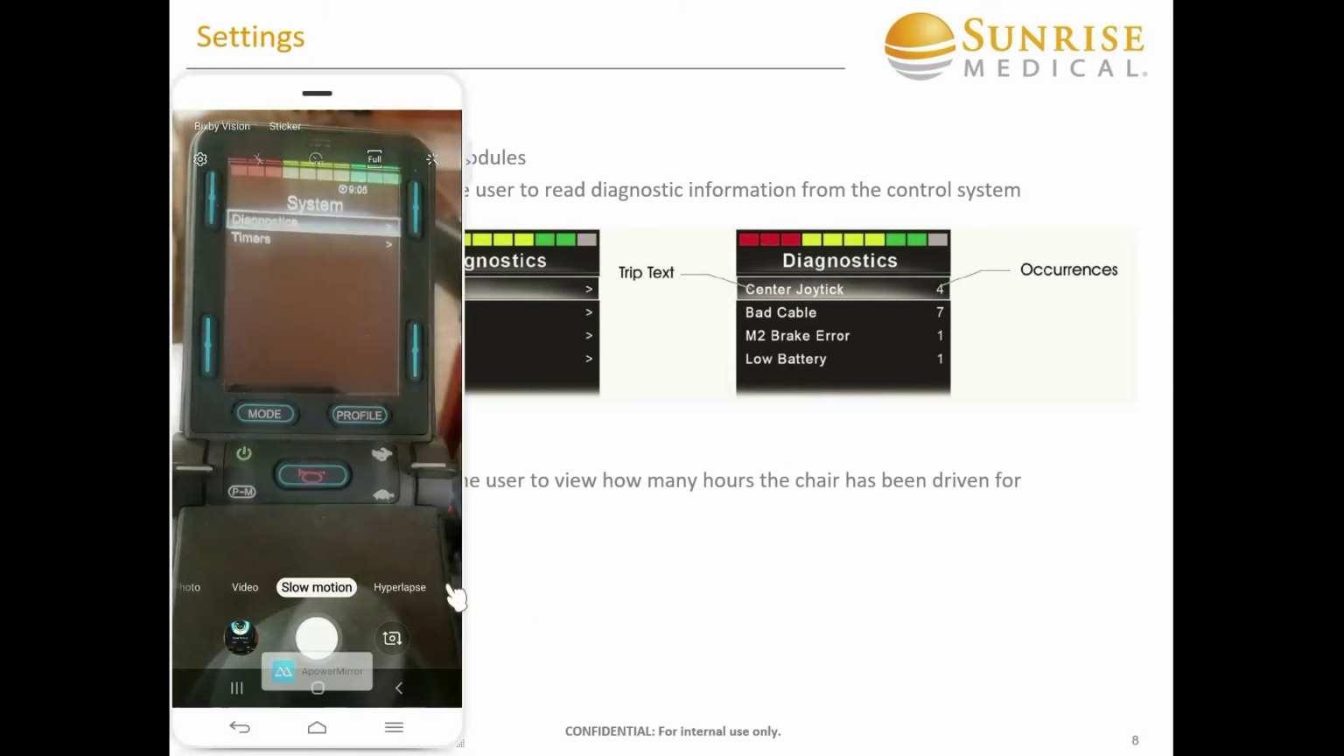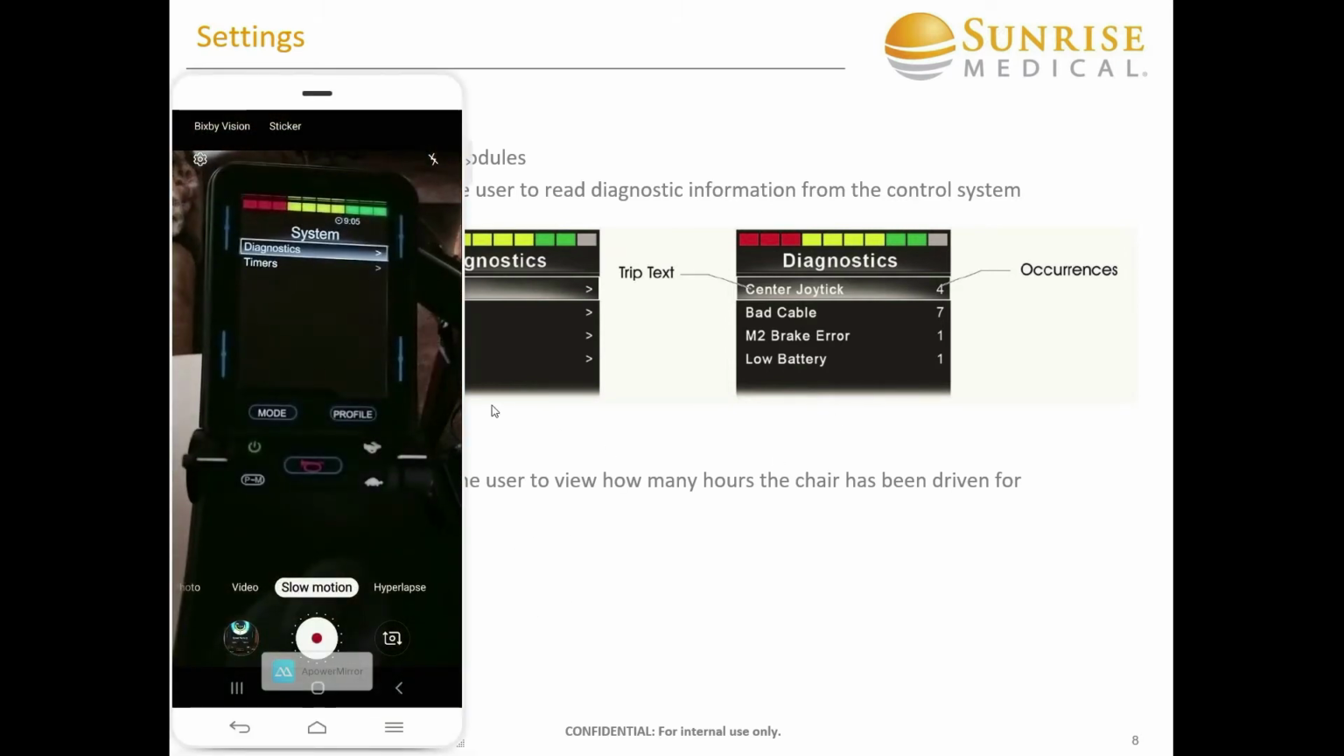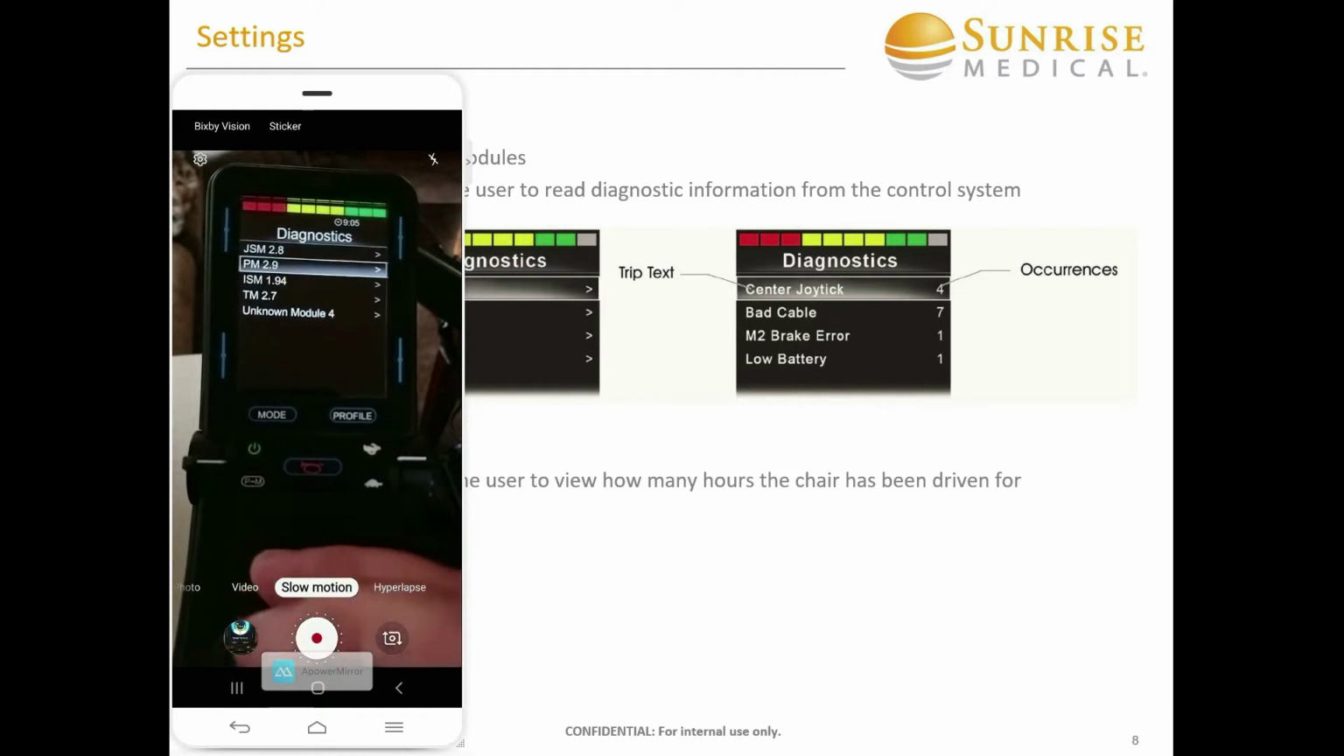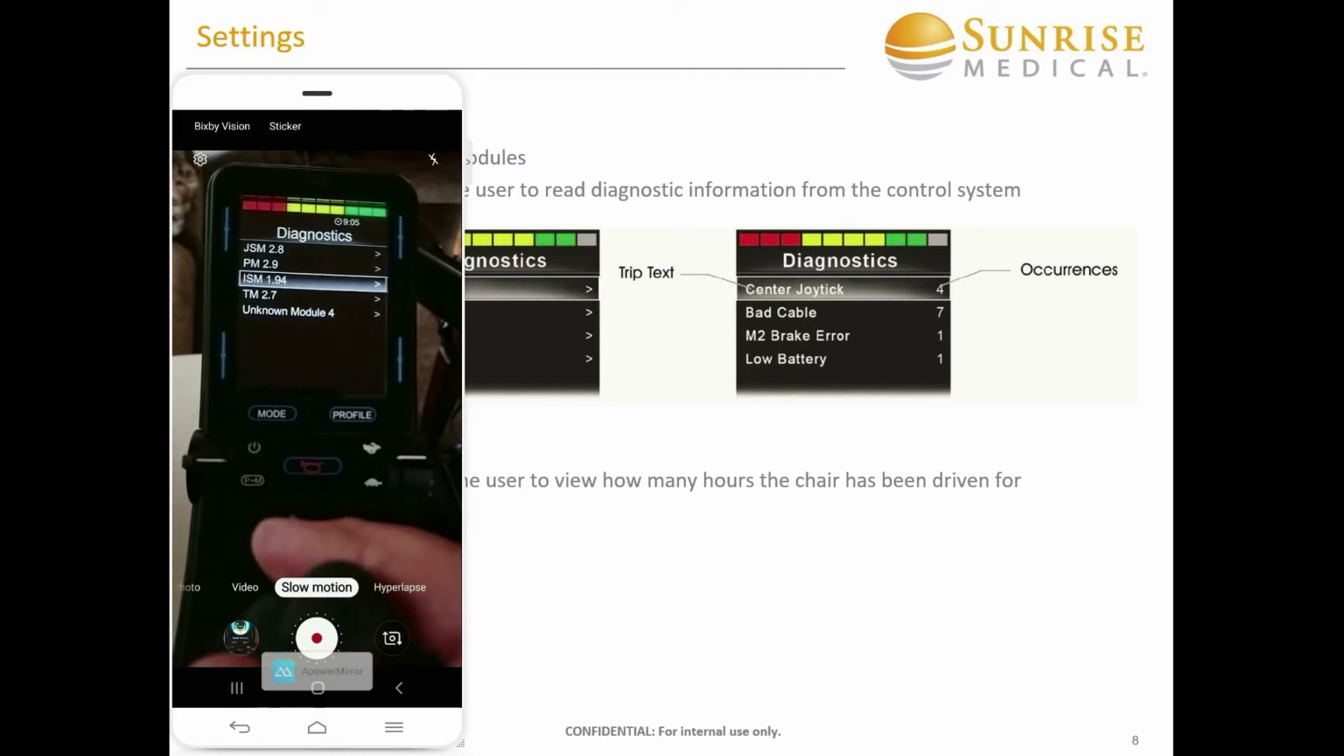Okay, put this back onto slow motion so you can see it. And if I go into diagnostics, it gives me all of the modules. So there's a joystick module, a power module. This one has the intelligent seating module, a tilt module, and the unknown module, which is actually the control 5. But if I go into joystick module and I right click, here are all of the things that it has recorded that it would consider to be an error.